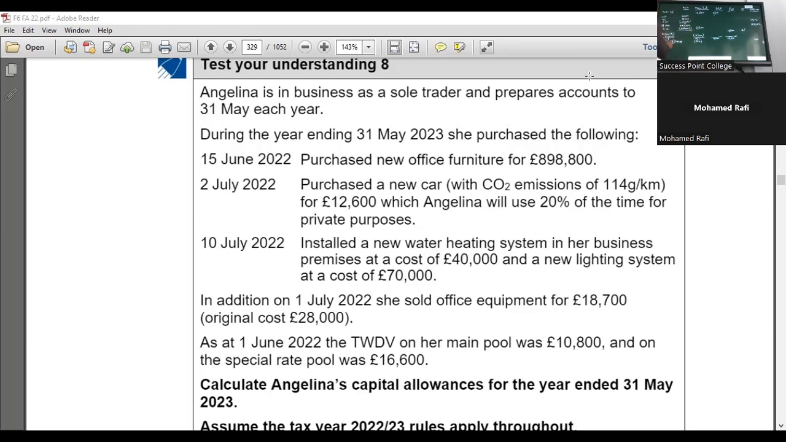Now, on the special rate pool, we will charge 6%. And on the private use car, we will also charge 6% because this also qualifies for 6%. The CO2 emission rate is more than 50 grams. So both will be claimed at 6%. How much is 6% for this? 996. So we'll add 996 into the allowances column, and 6% for 12,600.